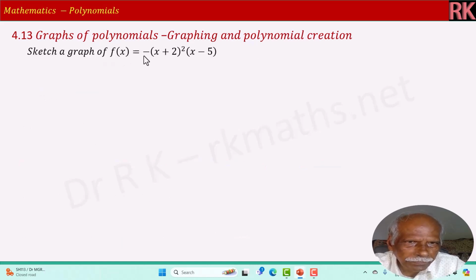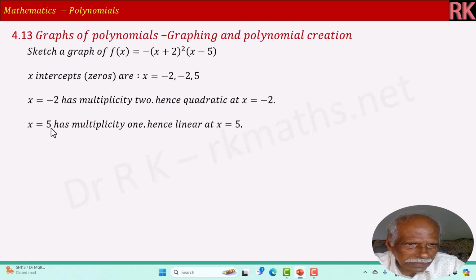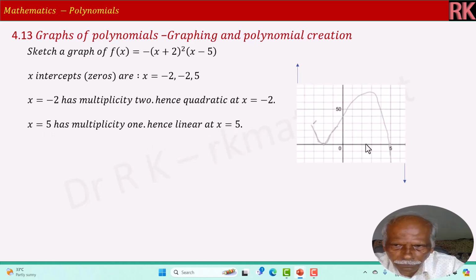Sketch a graph of f of x equals minus of x plus 2 whole squared into x minus 5. We will try to plot this. The x-intercepts, that is zeros, are x equals minus 2 and x equals 5. Because of x plus 2 whole squared, minus 2 has multiplicity 2, hence quadratic behavior at minus 2. At x equals 5 it has multiplicity 1, hence linear behavior.